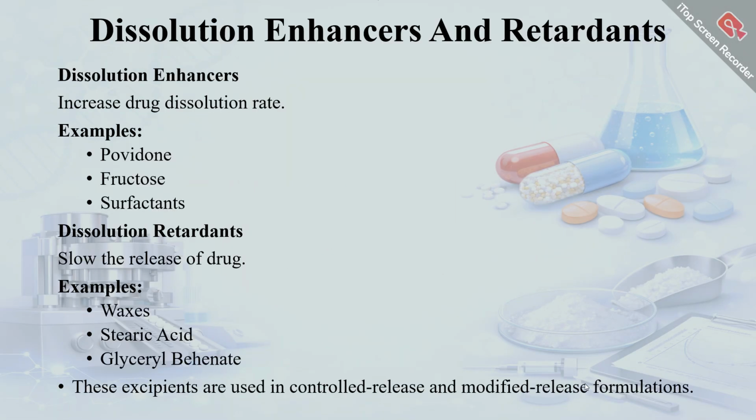Next, dissolution enhancers and retardants. Dissolution enhancers increase the drug dissolution rate. Examples of this are povidone, fructose, surfactants, etc. And dissolution retardants slow the release of the drug: waxes, stearic acid, glyceryl behenate. These excipients are used in controlled release and modified release. Whenever the drug release is very fast, in such cases we will use dissolution retardants. And whenever drug release is very slow, like for delayed release tablets, we use dissolution enhancers.